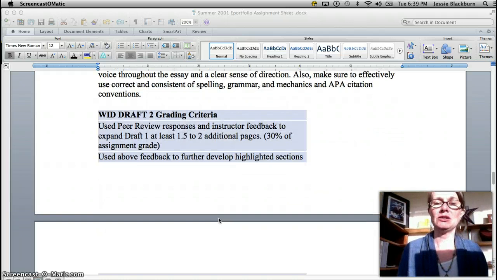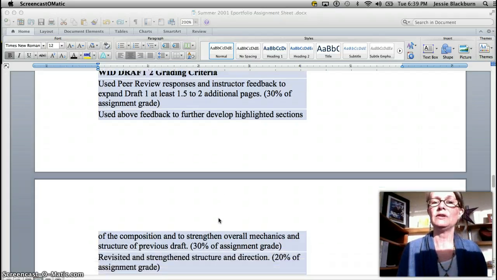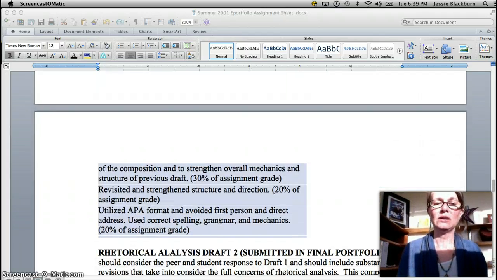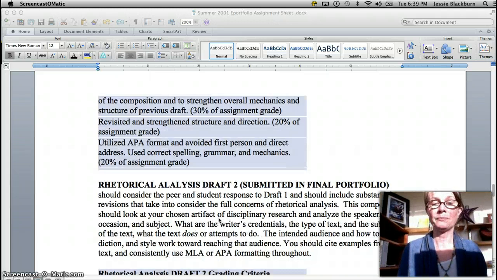So, as far as the grading criteria, I'll look to make sure that you've used peer review responses and instructor feedback to expand at least 1.5 to 2 pages, that you've used the above feedback to further develop highlighted sections, that you've revisited and strengthened the structure and direction, and that you've utilized APA and avoided first person and direct address, as well as using correct spelling, grammar, and mechanics.